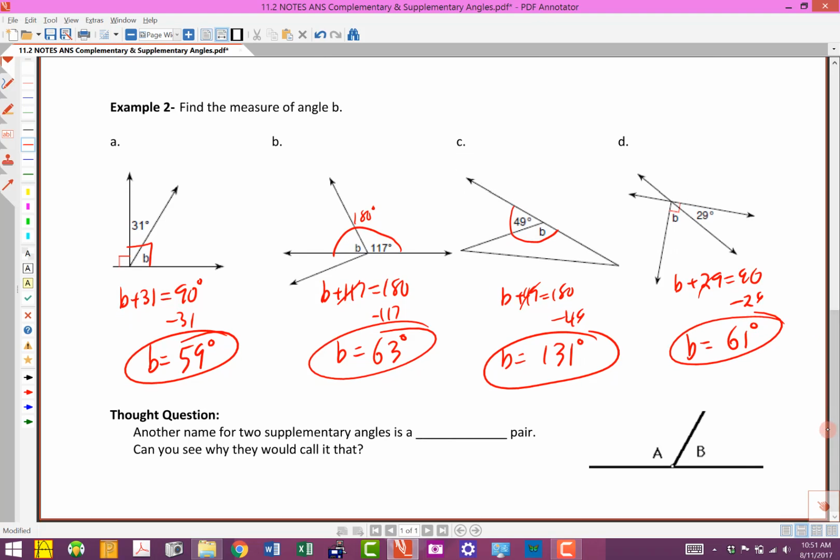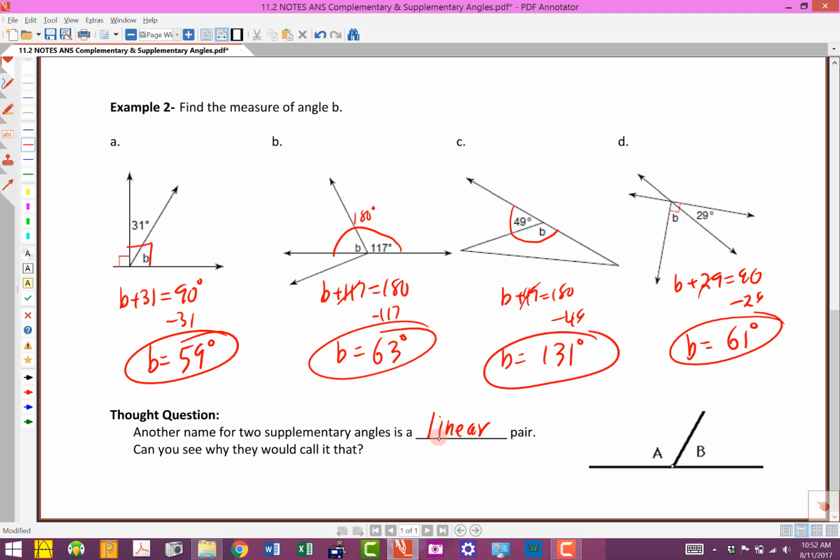Now, take a look at the very end. I've got a thought question for you. It says another name for two supplementary angles, or angles that are supplementary, if we wanted to say that. They're called a linear pair, a linear pair. And can you see why they might call it that? So I've got an example of a linear pair right here. These are supplementary. Can you think of why they'd call it a linear pair? Why it would have this other fancy name?